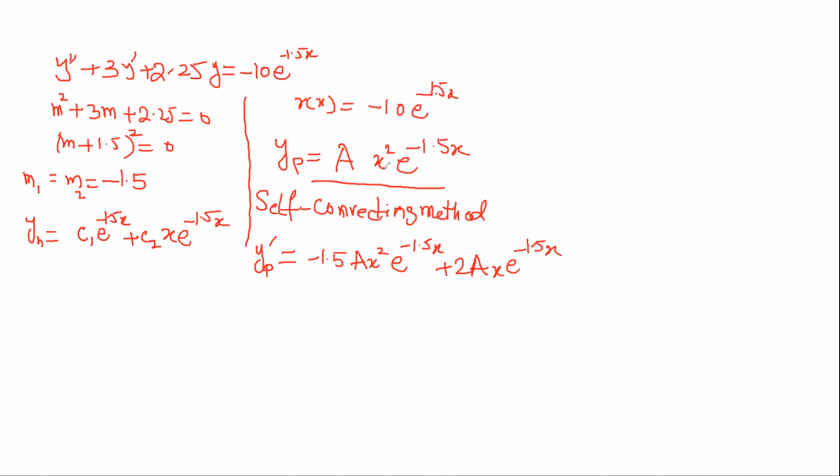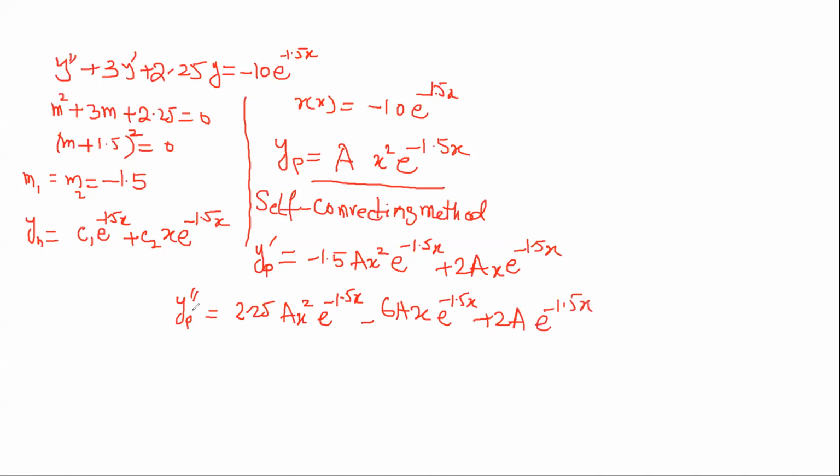Remember that because this is the product of two functions, the product rule of differentiation will be applied over here. And from here you can find the value of yp double prime. This will be in three terms. yp double prime will be equal to 2.25 a x square e power minus 1.5x minus 6a x e power minus 1.5x plus 2a e power minus 1.5x.